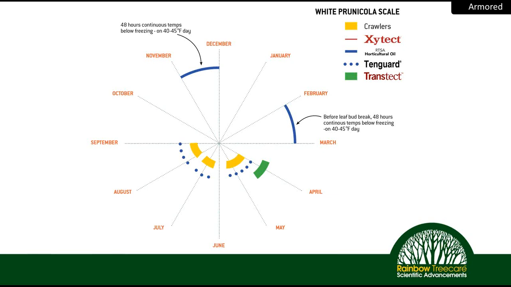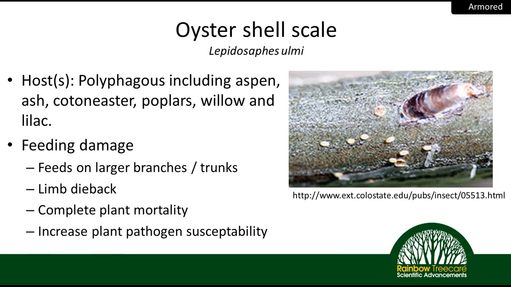Another major armored scale that I'd like to talk about is oyster shell scale. It's a polyphagous insect, which means it has multiple food sources, including ash, aspen, cotton aster, poplars, willows, and lilac. It does cause feeding damage on larger branches and trunks, and can cause limb dieback or complete mortality. But this one in particular increases plant pathogen susceptibility.